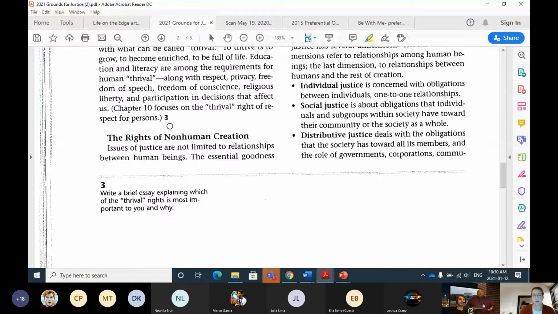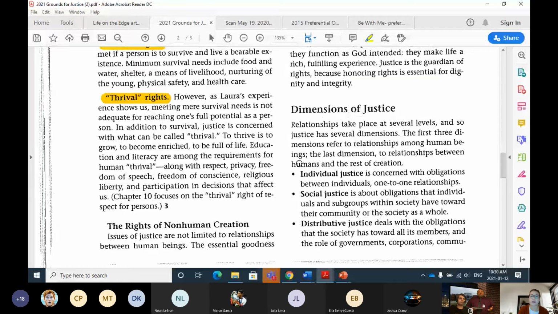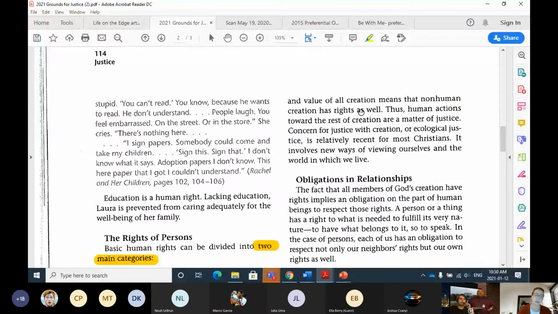So, the rights of non-human creation. Issues of justice are not limited to relationships between human beings. The essential goodness and value of all creation means that non-human creation has rights as well. Like we already talked about a little bit, animals have rights and we need to be the voice for the voiceless. Thus, human actions toward the rest of creation are a matter of justice. Concern for justice with creation, or ecological justice, which we'll touch on a little bit more later on, is relatively recent for most Christians. It involves new ways of viewing ourselves and the world in which we live.